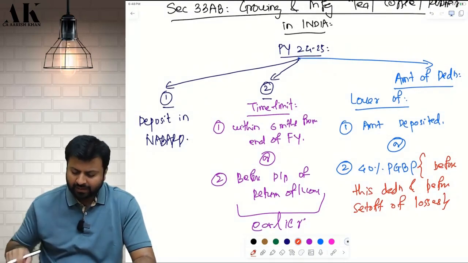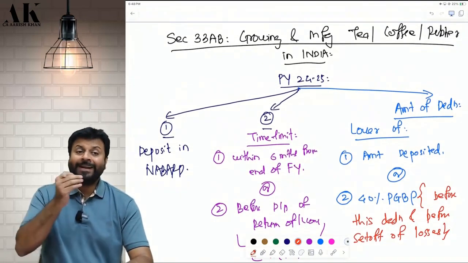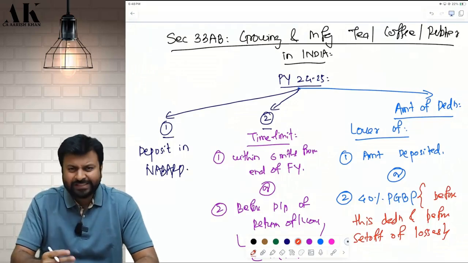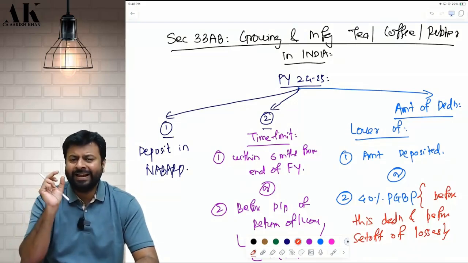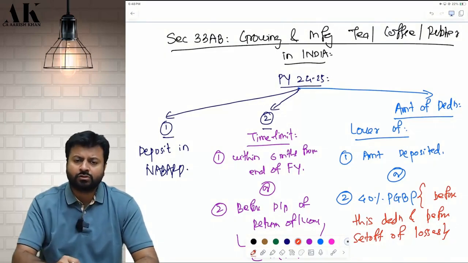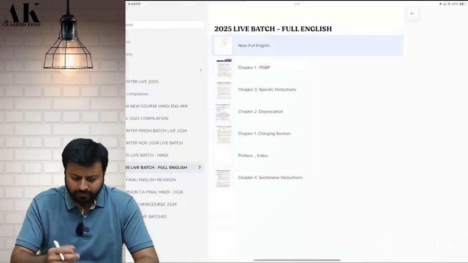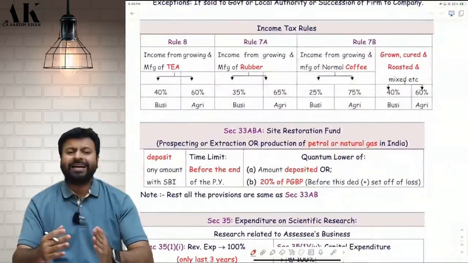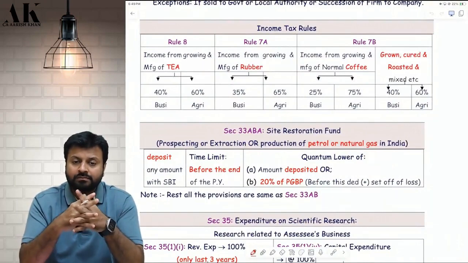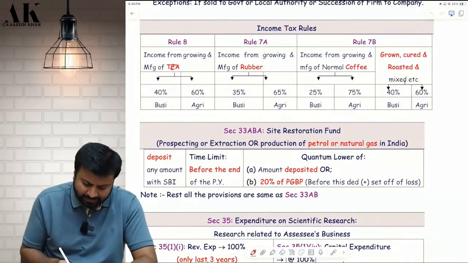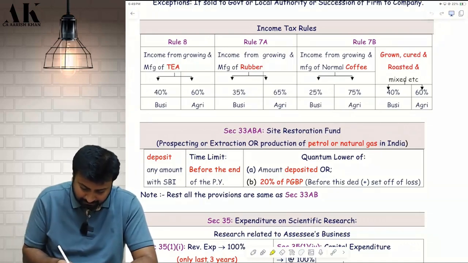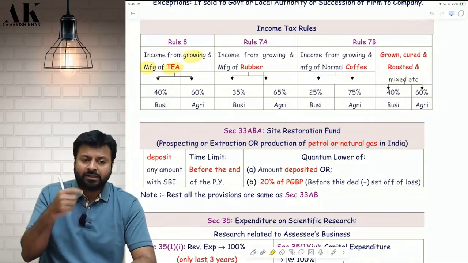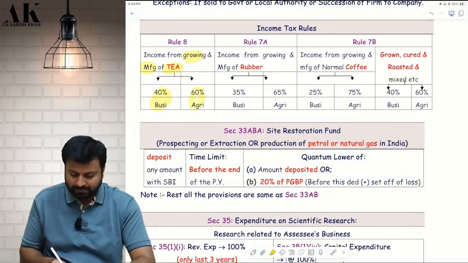The SSC which we are studying over here, growing and manufacturing tea, coffee, rubber in India. These are composite business. Here there is an element of agriculture, and here there is an element of business also. You would have learned in your CA Inter that if an SSC is compositely engaged in growing and manufacturing tea, 40% is business income, 60% is agriculture income.